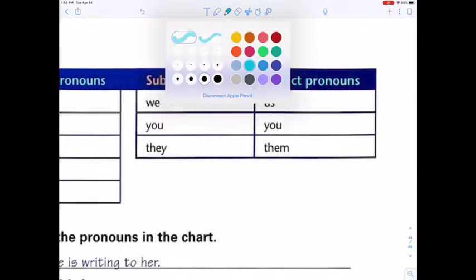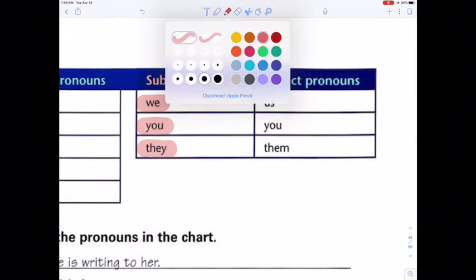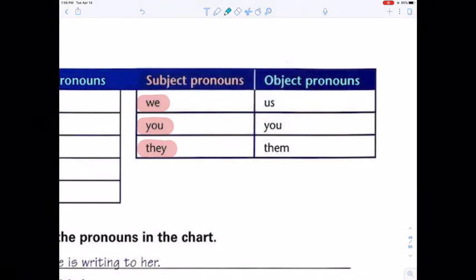Let's take a look at the subject pronouns. So if this is the people or things that are doing the action, we can say we, you, or they. But if it's the object pronoun, we would change that to us, you, or them. So the only one that stays the same here is you. You doesn't change no matter if it's subject or object, singular or plural. You is always you.